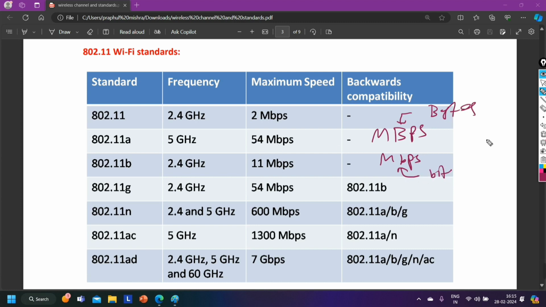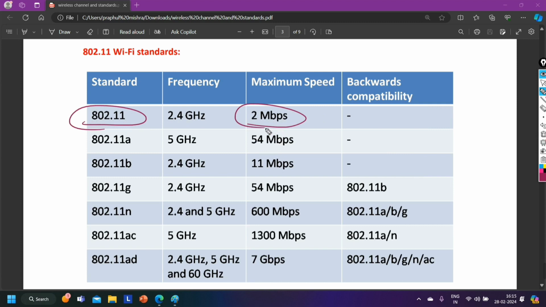Okay, so here we are talking about the bit. This standard is going to provide you a speed up to 2 Mbps, and it will operate on 2.4 gigahertz. This standard 802.11e is going to operate on 5 gigahertz frequency, and it is going to provide you a speed up to 54 Mbps.